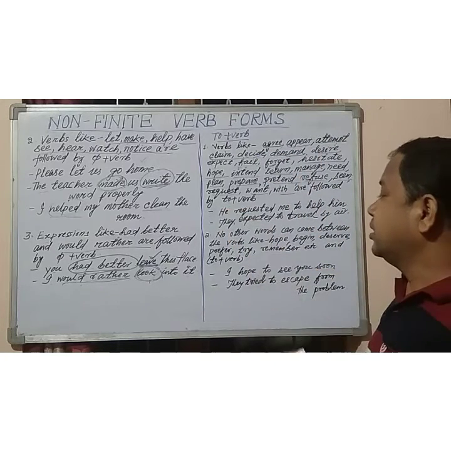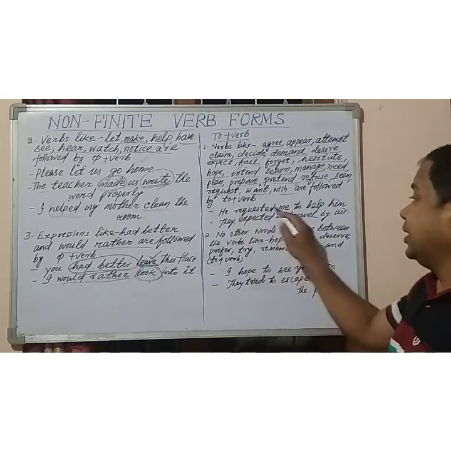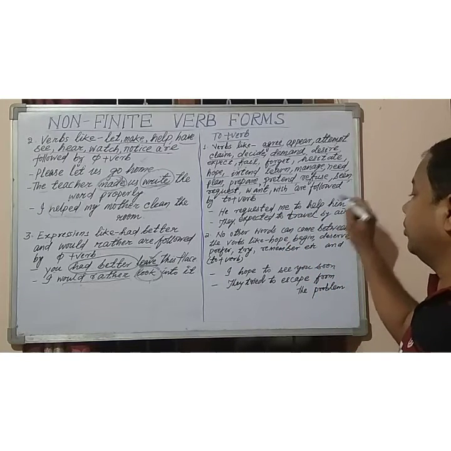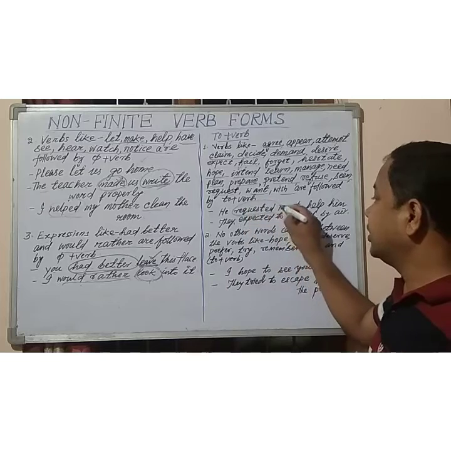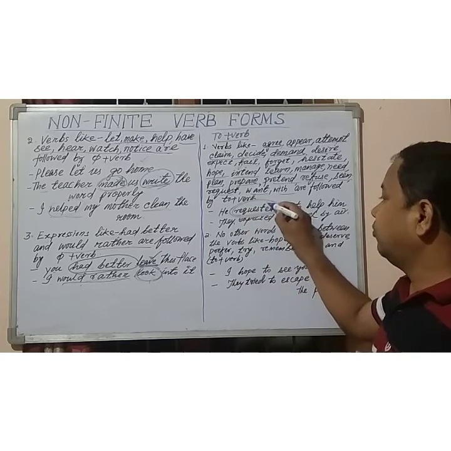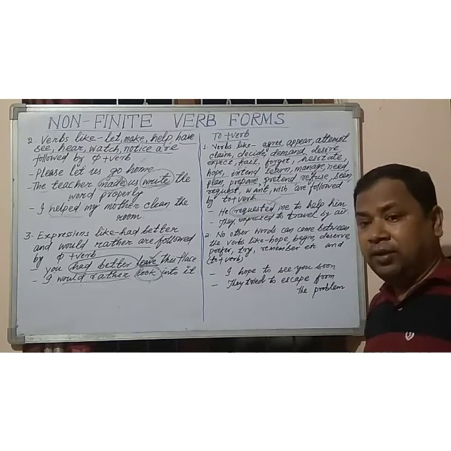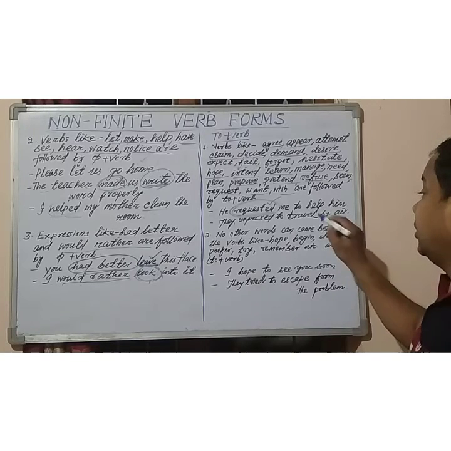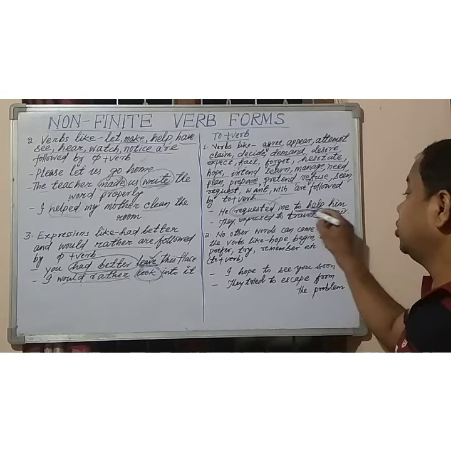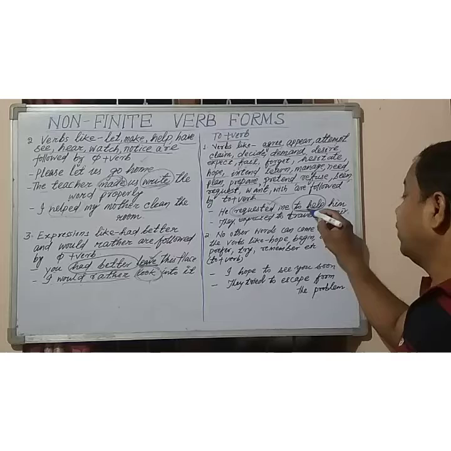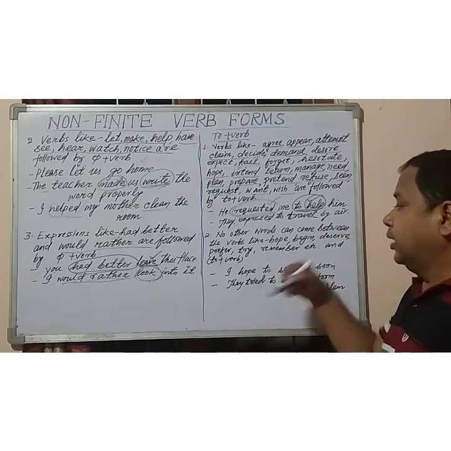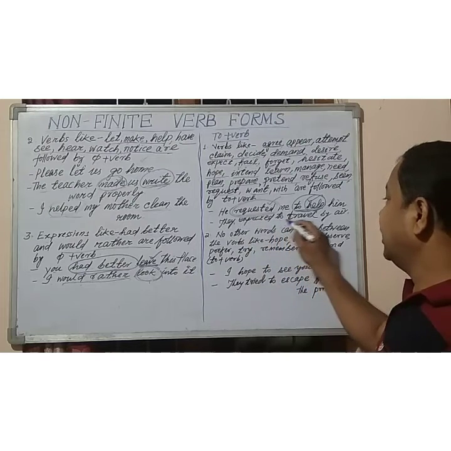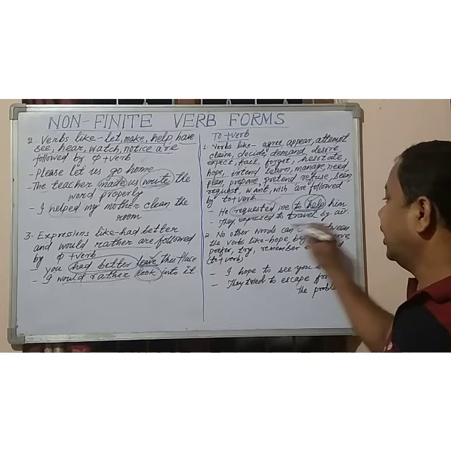So was this example? He requested me to help him. You see this verb, the verb is requested, and this is the full verb or finite verb. So after it, to help is your non-finite verb. Likewise, they expected to travel by air.